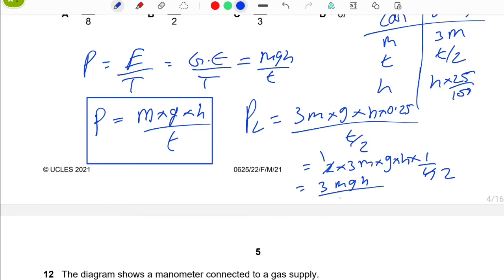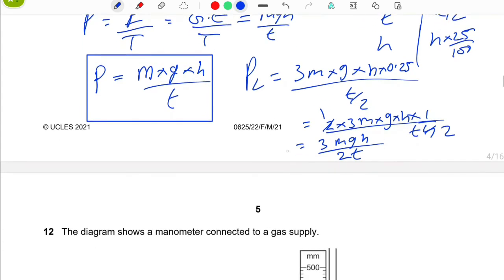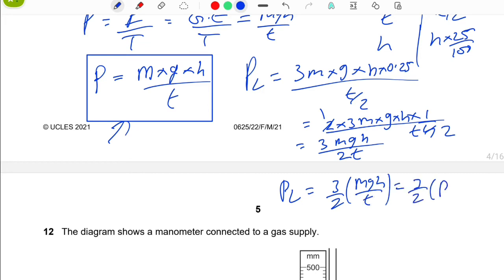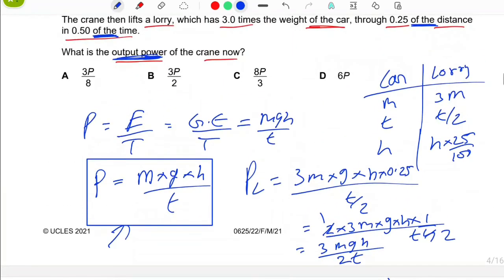mgh by 2t. And yeah guys, I forgot to write t over here, so sorry for that. And now we have got the formula which exactly looks like the power over here. So now we'll write it. PL is equal to 3 by 2 (mgh by t). I am writing it in brackets to make it clear for you, and this will be 3 by 2 into P, because power is equal to mgh by t. And your answer is, yeah, B is the correct answer.